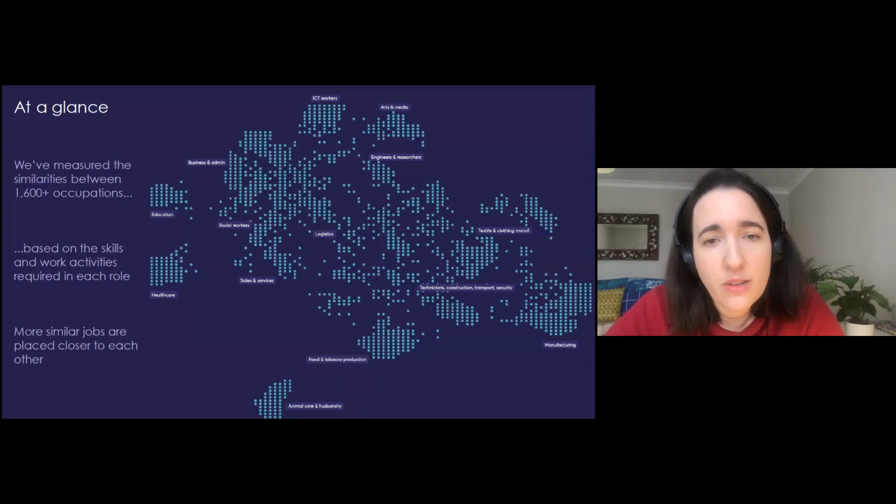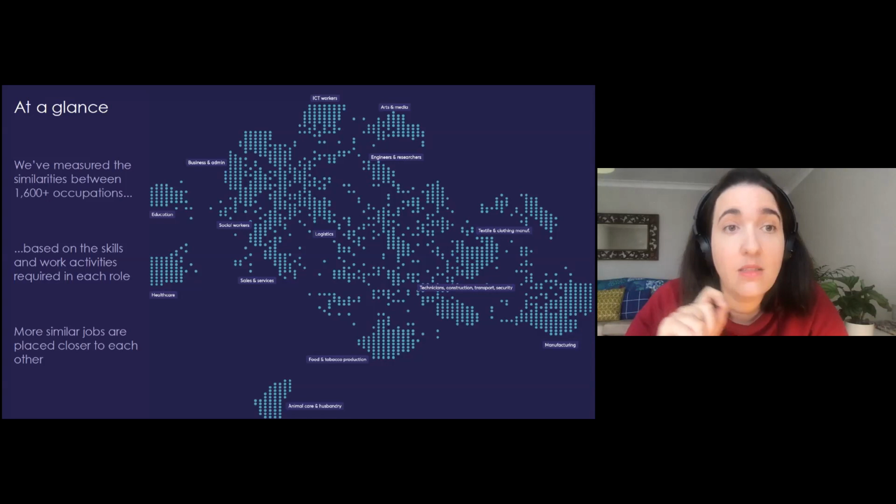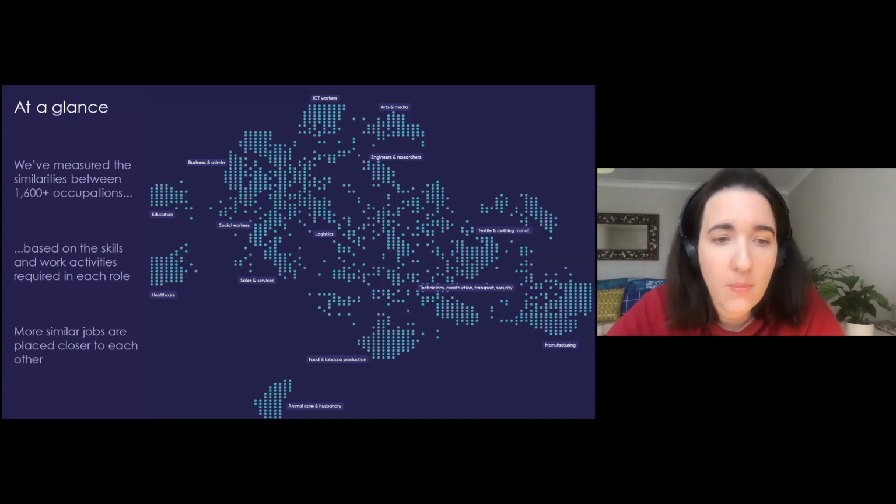So for this project, we've measured the similarity between just over 1,600 different occupations. And similarity is based on the skills and work activities required in each role. And so this map shows the map of similarities, if you like. So each dot is an occupation, and the more closely 2 dots are to each other, the more similar we think those jobs are. And we've done this using ESCO, the European skills framework.